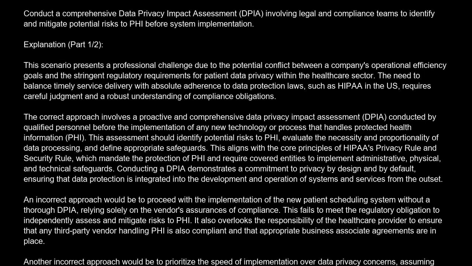The correct answer is C. Conduct a comprehensive data privacy impact assessment (DPIA), involving legal and compliance teams to identify and mitigate potential risks to PHI before system implementation. Explanation.